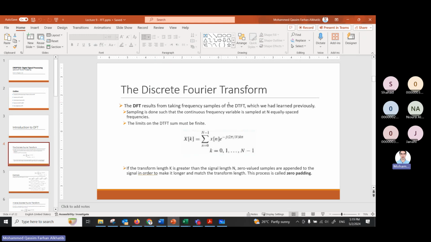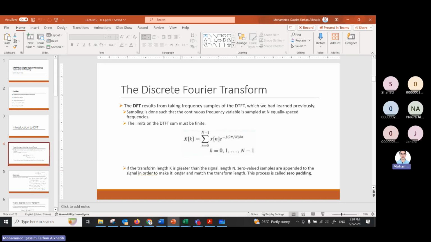Okay, so looking at the expressions here, DFT results from taking frequency samples of the DTFT, which we had learned previously. Sampling is done such that continuous frequency variables are sampled at N equally spaced frequencies. The limits in the DTFT sum must be finite. So here I must have points from 0 to N minus 1. Those are my Fourier points, my samples. So the value of k ranges from 0 to N minus 1.